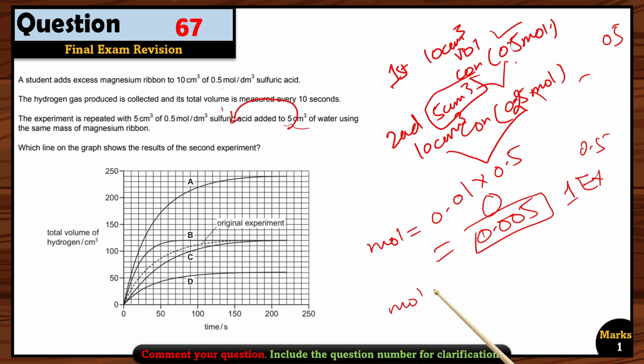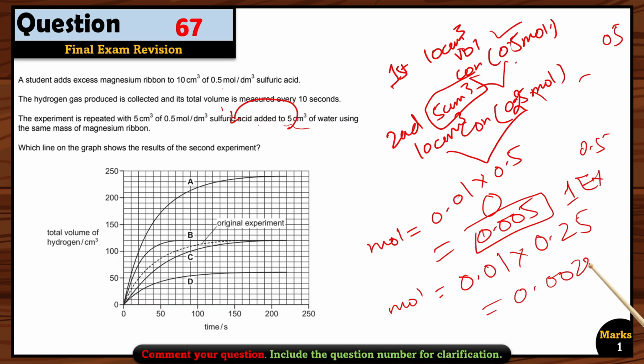But for experiment 2, if you see, the volume is the same, 0.01, but the concentration is 0.25, right? So for 0.25 into 0.01, the number of moles will be 0.0025. So it means now the volume of your product will also be different. It should not be the same. The rate of the reaction will also be different, and also the volume will be different.